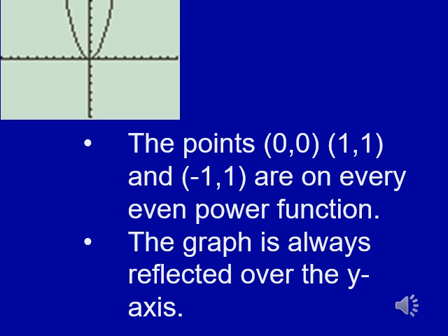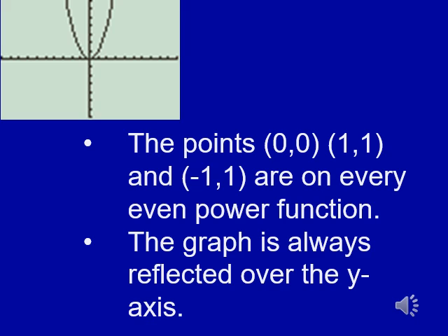There are 3 points that are on every one of these functions. Those are the points (0, 0), (1, 1), and (-1, 1). That's because if you take 1 to any power at all, the answer is 1. 0 to any power at all, you get 0. And if you take negative 1 to any even power, the negative cancels and you get 1.